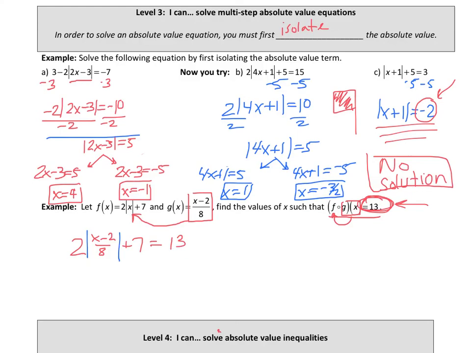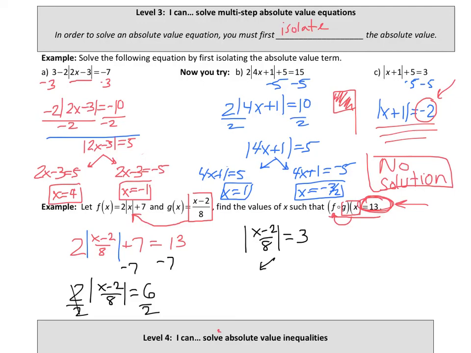Now this just looks like one of the problems from before. So first thing, we would subtract 7. You get 2 absolute value of x minus 2 over 8 equals 6. Divide by the 2 that's in front, like the problems we just did. You get the absolute value of x minus 2 over 8 equals 3. Notice it still says absolute value. I haven't got rid of it yet. The only way you get rid of the absolute value is by writing two equations. First equation's x minus 2 over 8 equals 3. Second, x minus 2 over 8 equals negative 3.